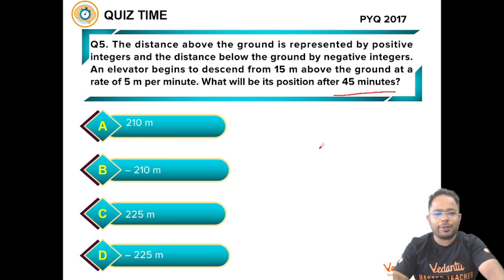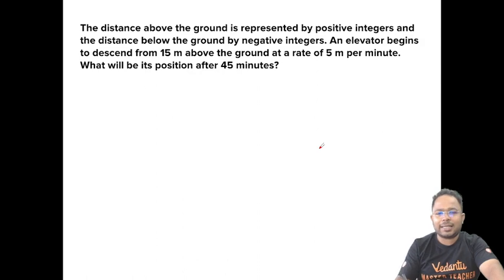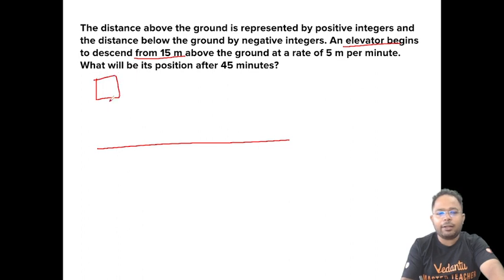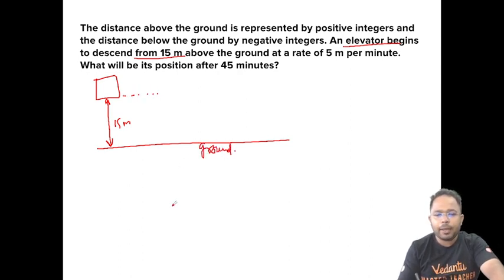Pause the video and solve it. So students, are you getting the answer as -210? Then it's absolutely correct. So let's look at how we can do it. Let's say this is our base ground. And the elevator begins to descend from 15 meters above, means the elevator is somewhere here, which is already 15 meters above the ground. Now, let's say from here it goes down, it descends.